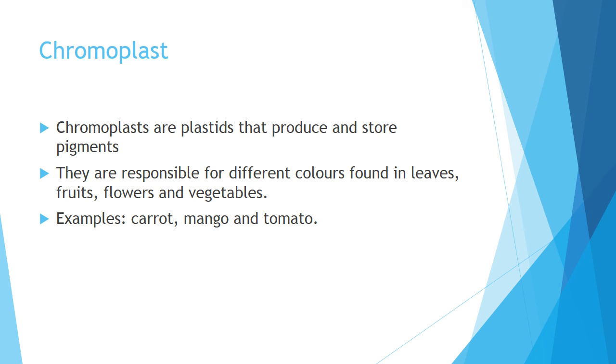The second type of plastids are chromoplasts. Chromoplasts are plastids that produce and store pigments. They are responsible for different colors found in leaves, fruits, flowers, and vegetables. For example, red color in carrots, yellow color in mango, and red color also in tomato.